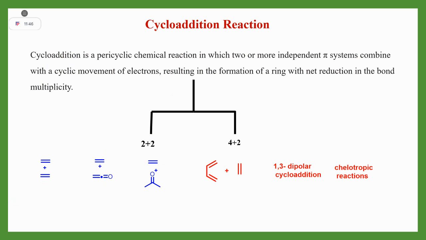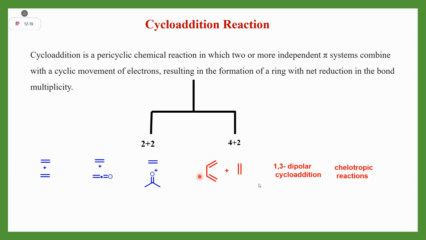In cycloaddition reaction, there are two components, unlike in your electrocyclic reaction. In electrocyclic reaction, only one component is there. Cycloaddition reaction can be broadly divided into two parts. So 2 plus 2, 4 plus 2. These are your simple 2 plus 2, and this is your Paterno-Buchi reaction, which you will study in photochemistry. Okay.